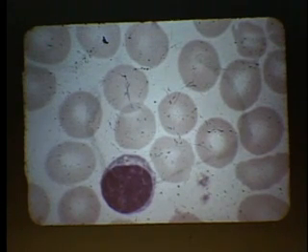Can you see it? What's that? An erythrocyte. Why is it light in the middle?